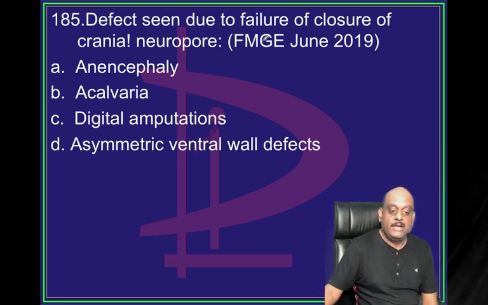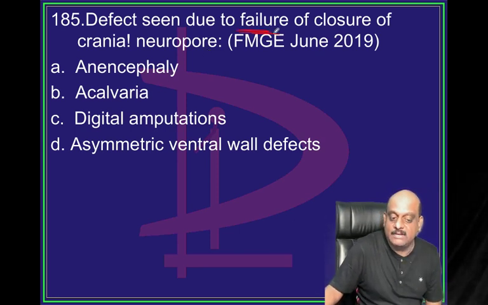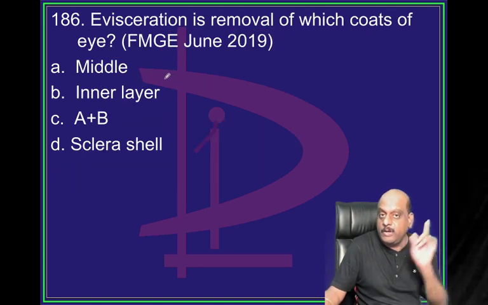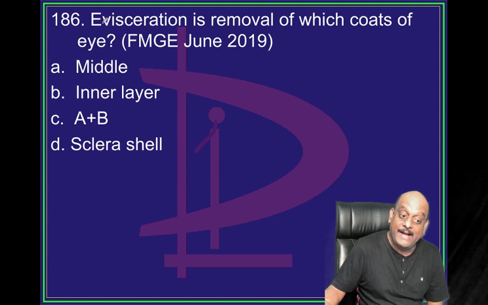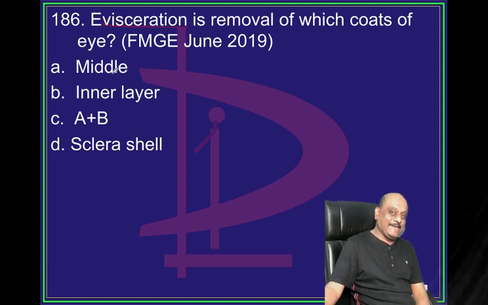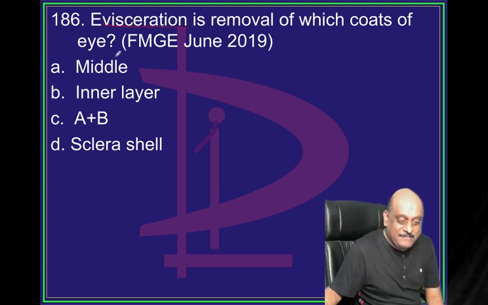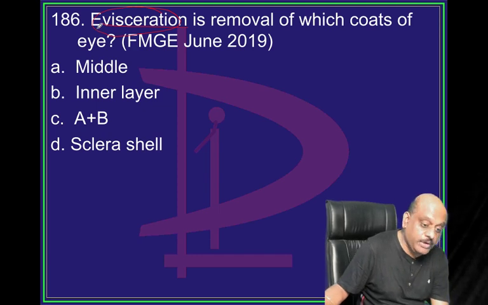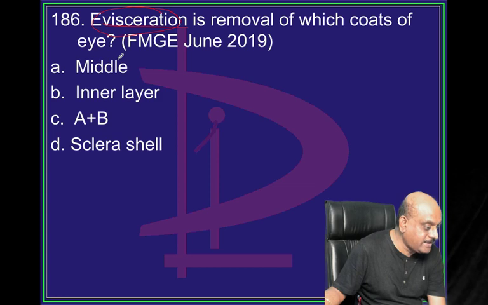Now doc, what defect is seen due to failure of closure of the cranial neuropore? Cranial neuropore means anencephaly. Now the favorite topic has come, okay, tell me the answer, we will see, doctor. 186, evisceration is the removal of which coat? Question number 186. Punch your answer, doctor.